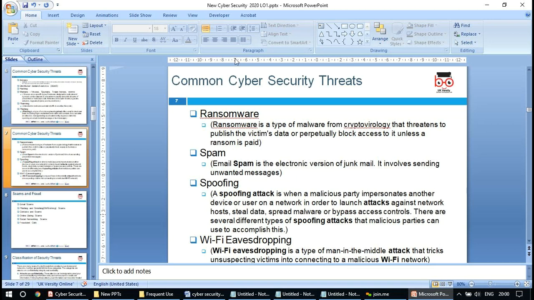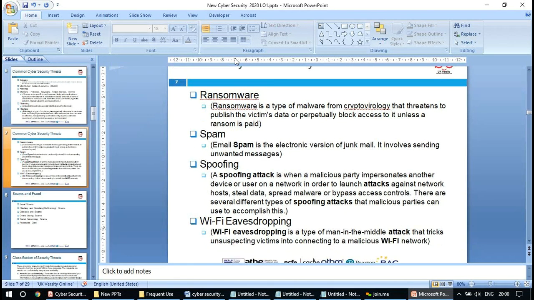Then Wi-Fi eavesdropping. Wi-Fi eavesdropping is basically when you go to public places and find unencrypted Wi-Fi networks there. When you try to connect to that Wi-Fi, what happens after connecting is that your devices could be accessed or hacked by the hackers.